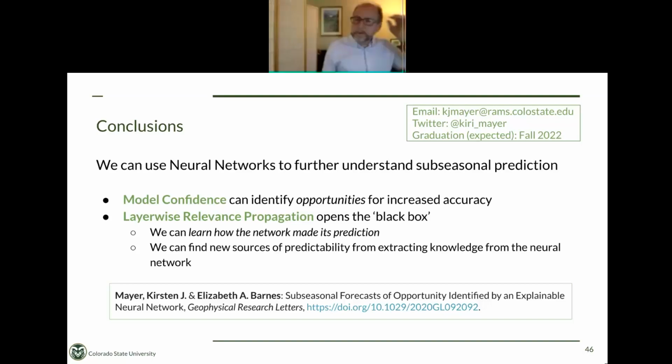Yeah, I had one in the chat, actually. I guess I can just ask, which is sort of related. How do you know that these OLR hotspots are the MJO as opposed to, say, ENSO? More specifically, how are you determining what the timescales are associated to these hotspots and these LRP maps?